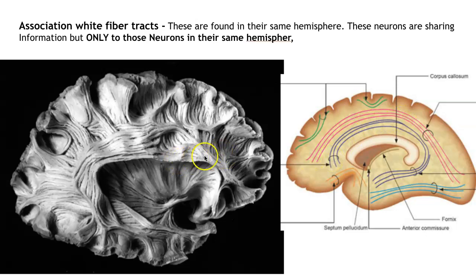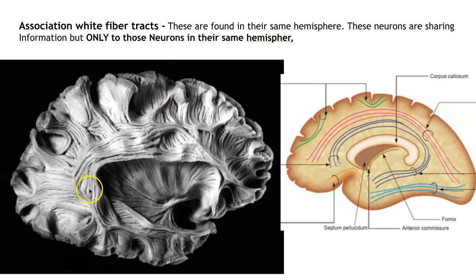So here's a dissection here. They're showing you them here, but here is the actual dissection. So here is where these tracks are going in this direction. These are all association tracks. They're coming from, here's the occipital lobe back in here, and they're coming all the way around up to the front. So they are sharing information with each other here. You can see some of them curving into here. Some of them are going in and sharing information up and through here. So this is way cool.